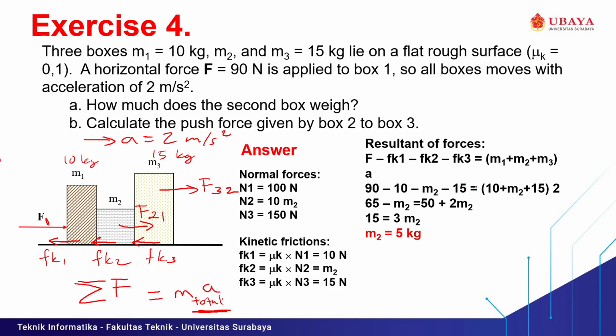The resultant F is 90. Then Fk1 is 10, Fk2 is m2, Fk3 is 15. And everything else, m1 is 10, m3 is 15. You solve this equation, then you will get the mass of the second box is actually 5 kilogram.